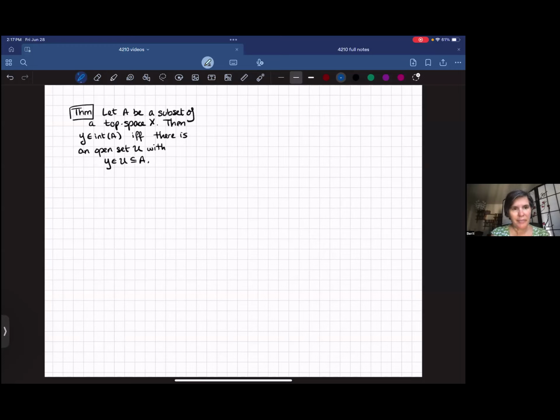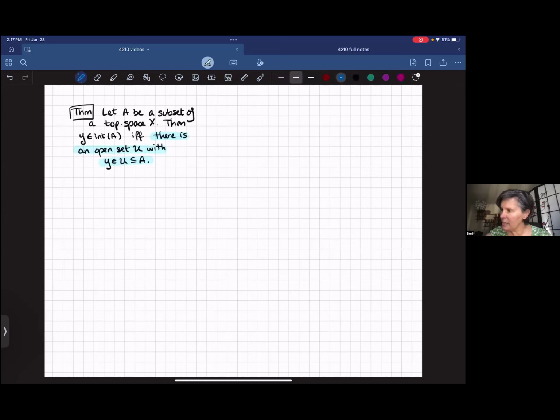So this is a theorem. Let A be a subset of a topological space X. Then y is in the interior of A if and only if there is an open set U with y an element of U, subset of A. Okay, that should look very familiar. That whole phrase there is actually the same as a definition that we've already learned.